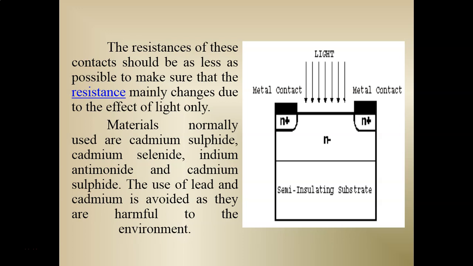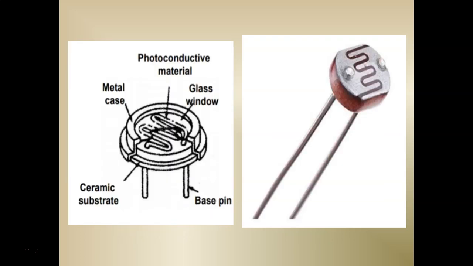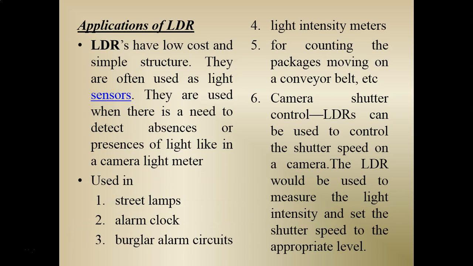The materials used for this LDR will be cadmium sulfide, cadmium selenide, indium antimonide. The use of lead and cadmium is avoided as they are harmful to the environment. So this is a practical LDR. This is the metal film contact we are seeing at the sides, and on the ceramic substrate, the LDR material is placed. Applications: they are mostly used as light sensors.